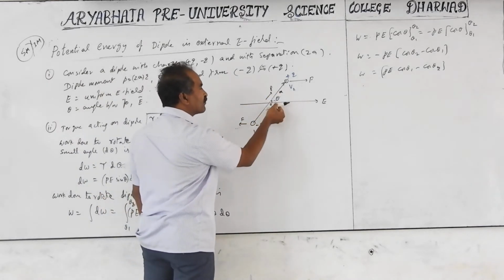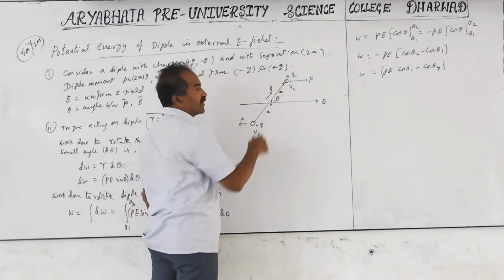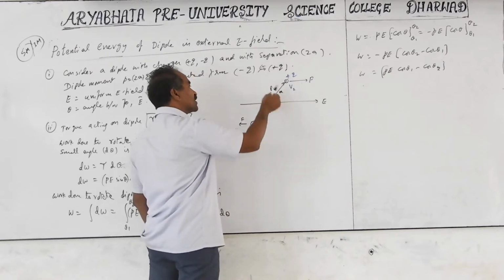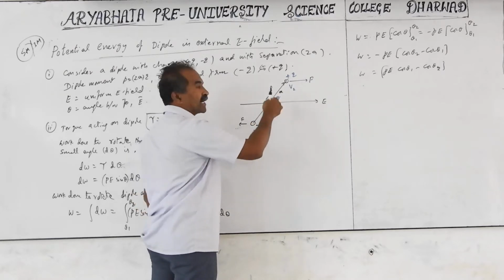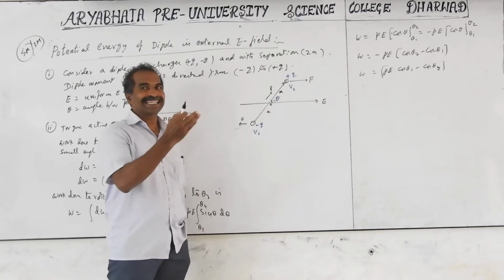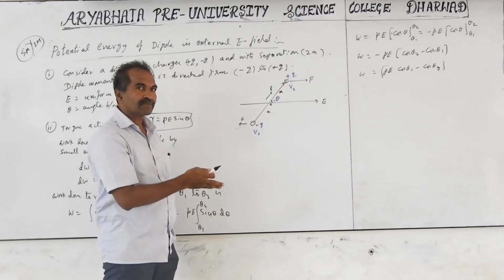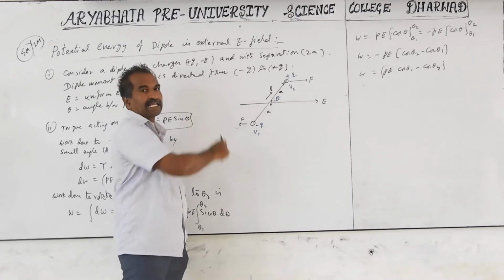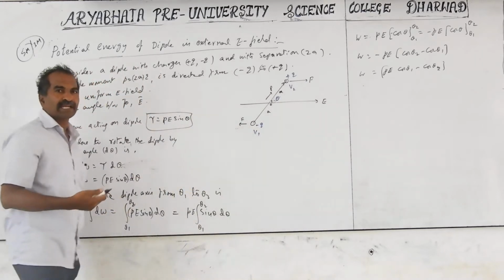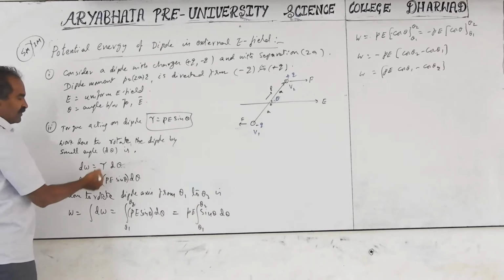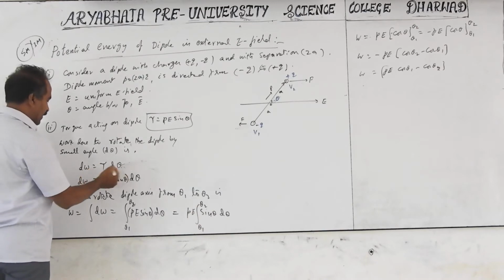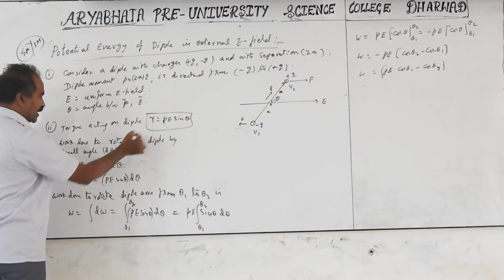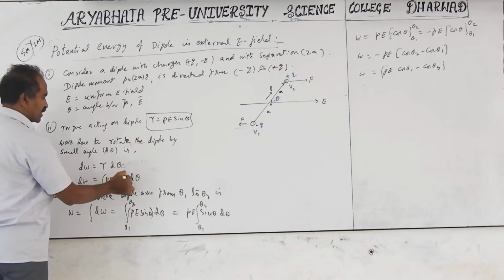If it is rotating in the direction of the field, we take it as work done by the field. But here it is rotating opposite to the direction of the field; as theta increases, the field's work decreases. But we are applying an external torque so that theta is increasing. Either way, we take one positive and the other negative. Work done by the field is tau into d theta, and putting the torque in place, dW equals pE sin theta d theta.